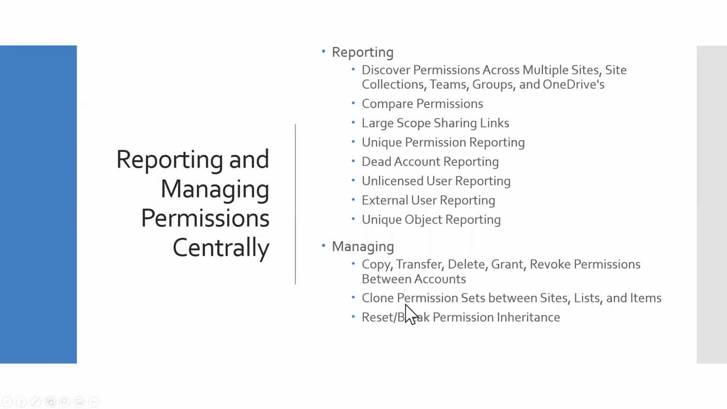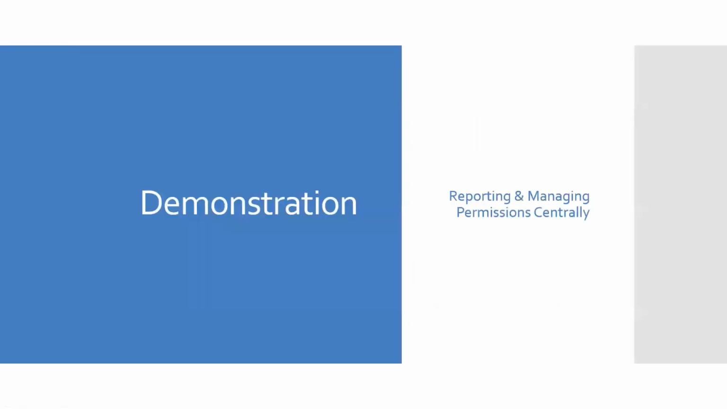We've also now got the ability to clone entire permission sets, which means you could spend a lot of time assigning permissions to one particular site that may be a hub site, for example, and you want the same people to have the same permissions to another hub site, which is an entirely different site collection. So with DeliverPoint, rather than going through that process again of assigning all of those permissions, you can simply clone the permissions from one site to the next, or from one list to the next, or from one item to the next, and even any combination of those as well. So you could go from a site to an item, for example. And you also have the ability to reset or break permission inheritance.